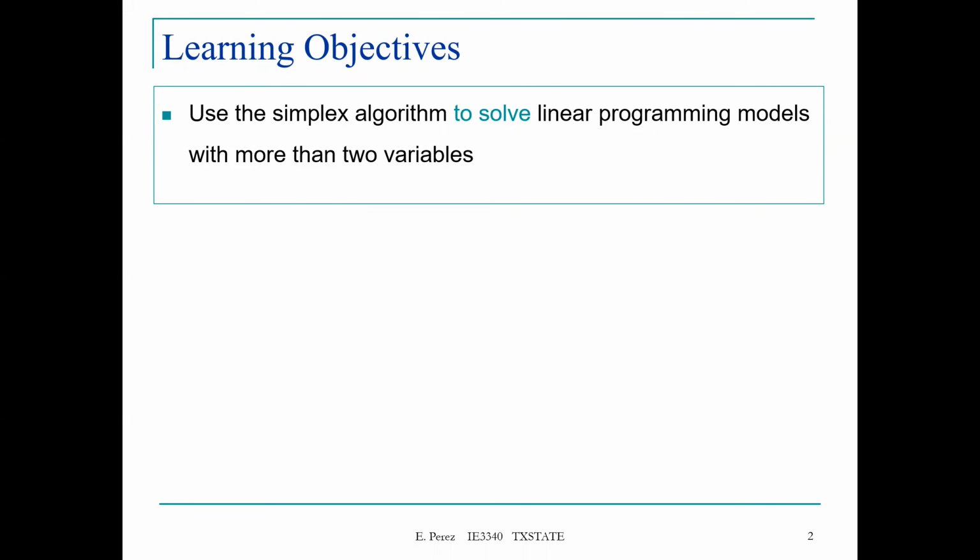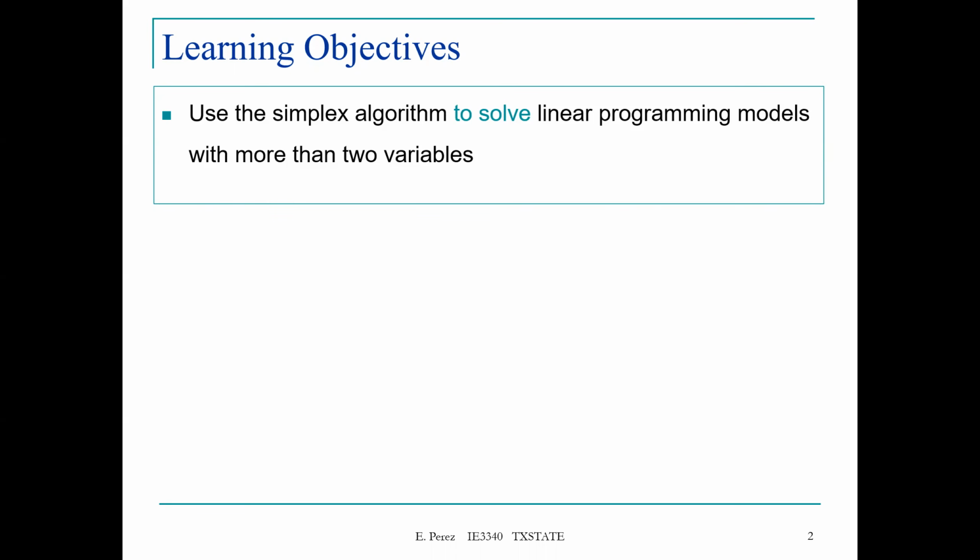So in previous videos, we learned how to solve linear programming models that had 2 decision variables using the graphical method. But as we explained in that lecture, if you have more than 2 decision variables, then the graphical method will not work. So the simplex algorithm is an algorithm that will solve linear programming problems and models that have more than 2 decision variables.